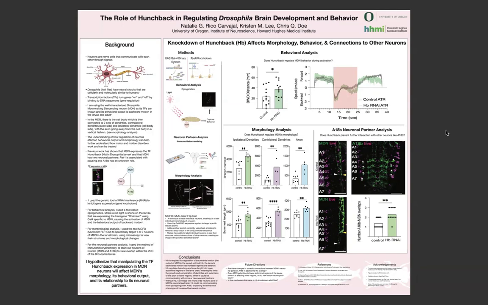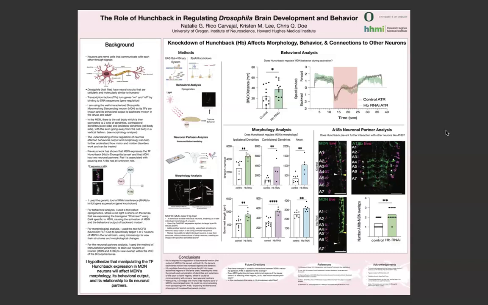So a little background on my poster itself and what I work with. I work with neurons, and they're cells that communicate with each other through signals. Neurons have dendrites that receive signals from other neurons, the cell body that decides whether or not these signals are important enough to communicate with other neurons, and then the axon and axon terminal that communicate with those other neurons. And so I work with Drosophila, which are fruit flies, because they have very similar neuronal circuits as us, and they are very similar to humans, both cellularly and molecularly.